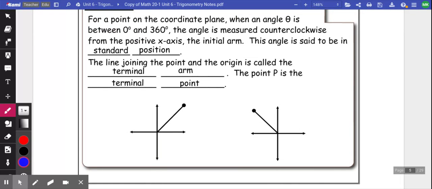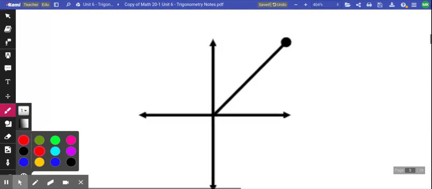It says, for a point on a coordinate plane, just for the record, that's like a graph. Right? So a coordinate plane means a graph. When an angle theta is between 0 and 360 degrees, the angle is measured counterclockwise from the positive axis to the initial arm. This angle is said to be in standard position. Okay, so for example, down here, we have a graph. This is a point on that graph. Awesome. There's a line that connects the center of your graph out to that point.